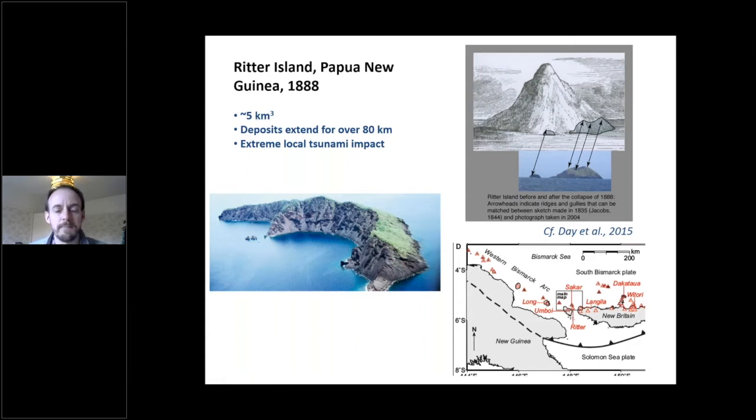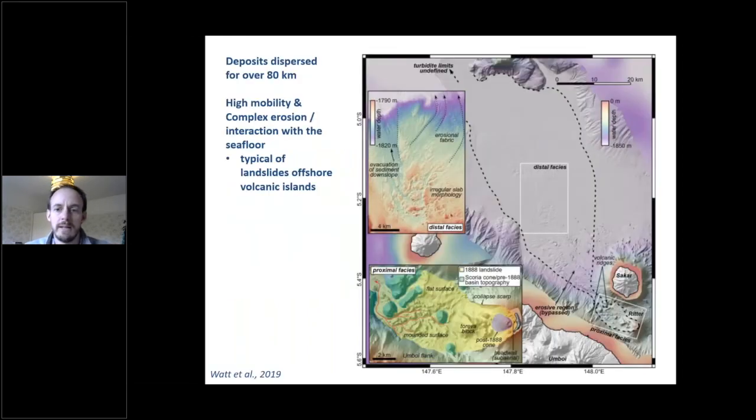in 2018. Now, the deposits from Ritter extend for over 80 kilometers on the seabed. So this is an extremely extensive series of mass flow deposits that were initiated by this collapse. It also generated a highly damaging tsunami that caused impacts on a regional scale. Now, we know these deposits are dispersed for 80 kilometers from, again, seabed mapping and seismic reflection data sets.